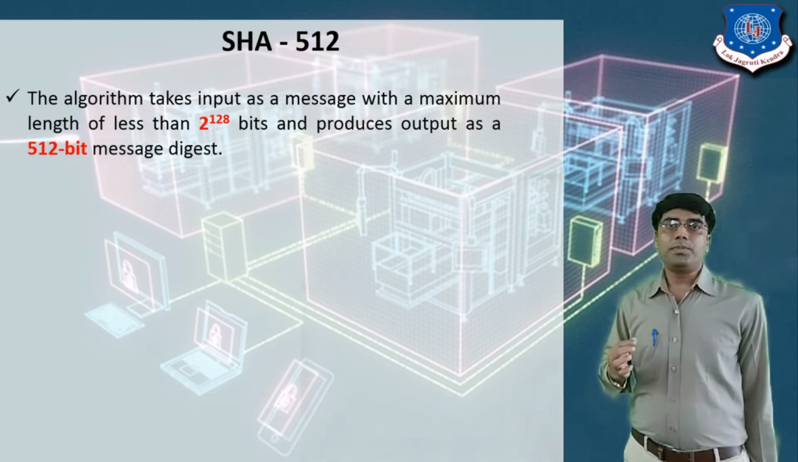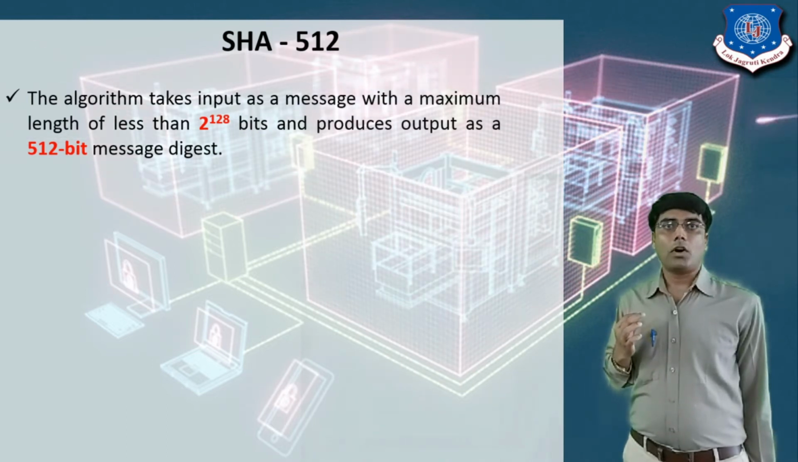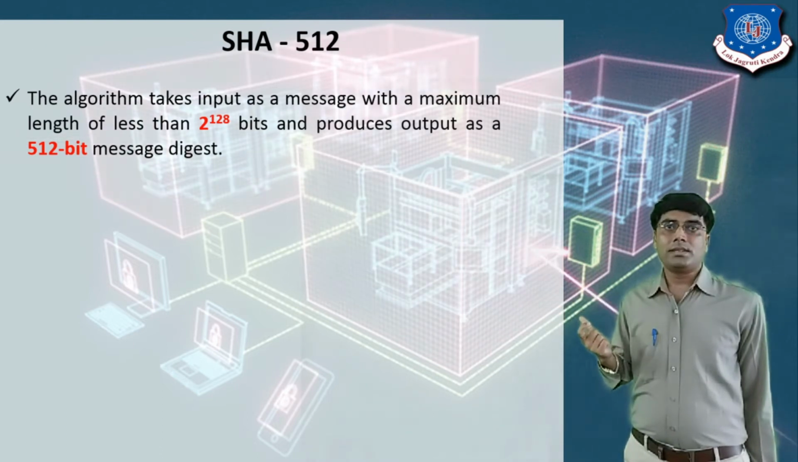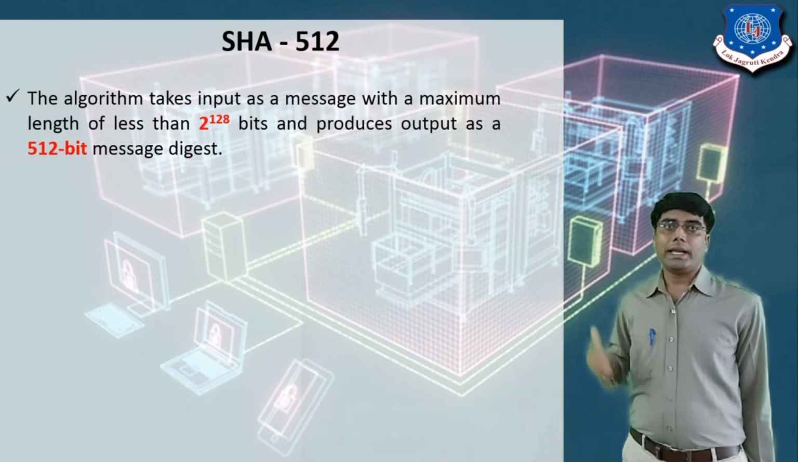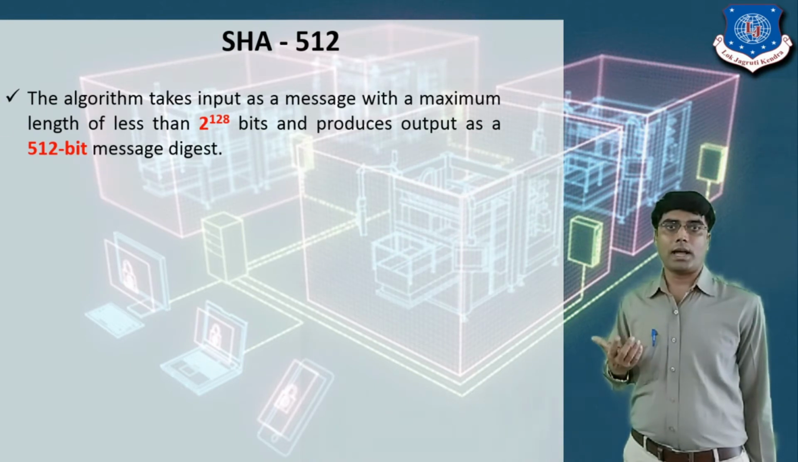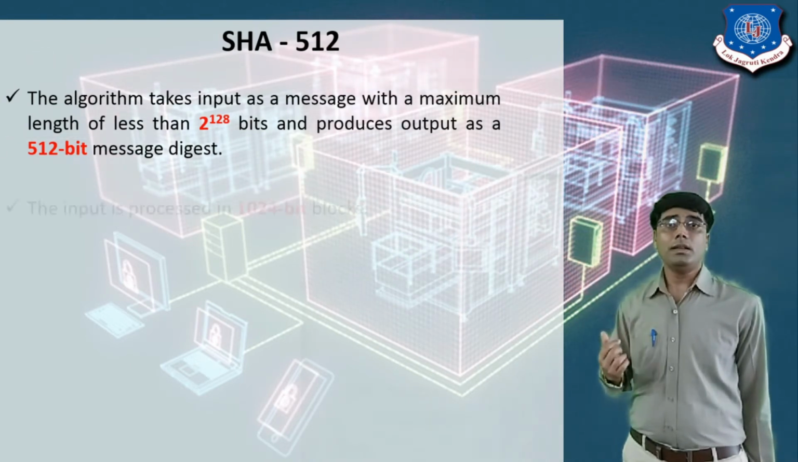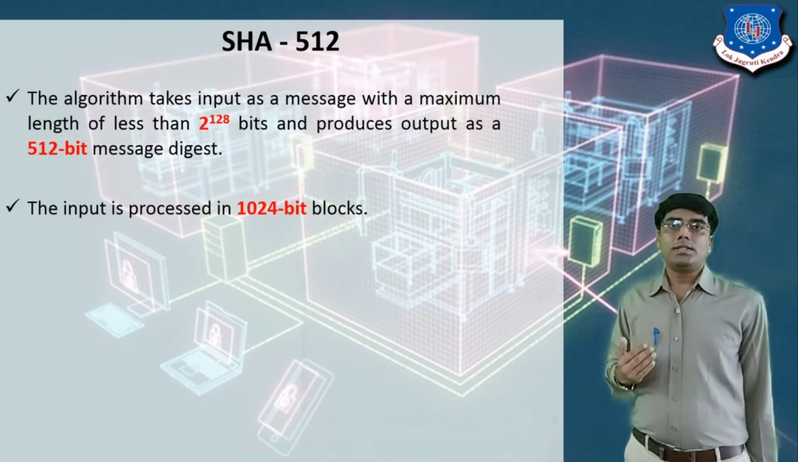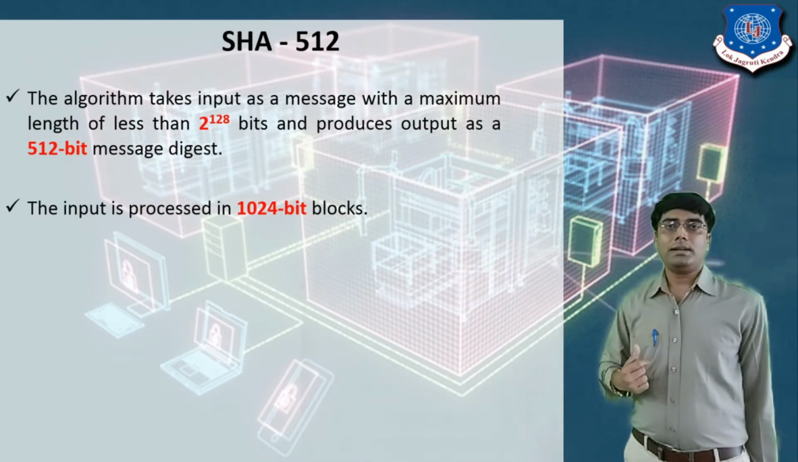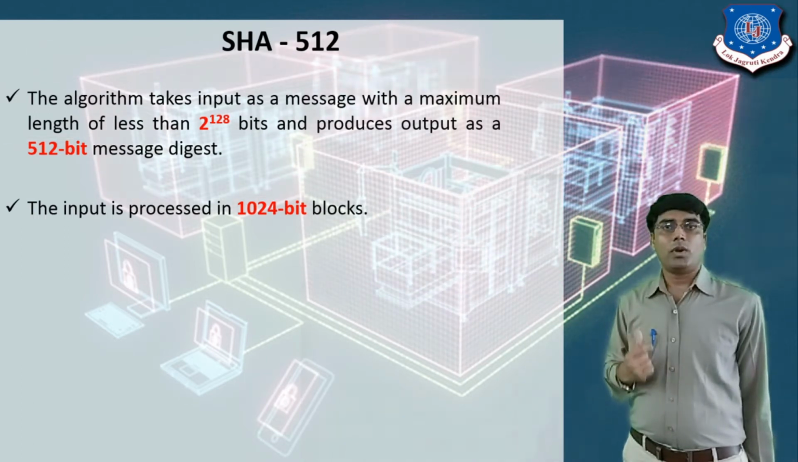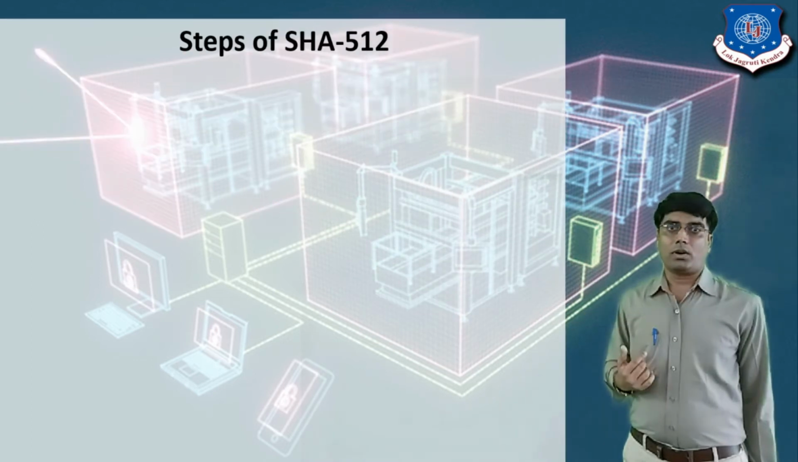Let's start. What is the input of the message? The size of the input message is less than 2^128 bits, and it generates the output as a 512-bit message digest, hash code, or hash value. The input is processed in 1024-bit blocks, which means we input a 1024-bit block and process that block.